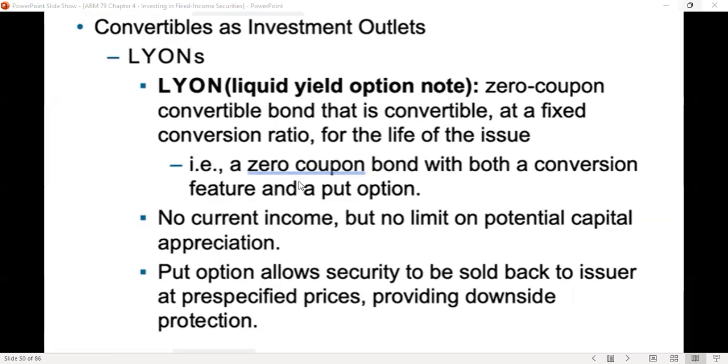So, something like that. So a zero coupon bond with both a conversion feature and a put option. So no current income but no limit on potential capital appreciation. Put option allows security to be sold back to issuer at pre-specified prices, providing downside protection. Ang nakapait gyapon sa LYON is sila magbuot sa conversion ratio. So say for example, the ratio would be 1% na share at 500,000, something like that.